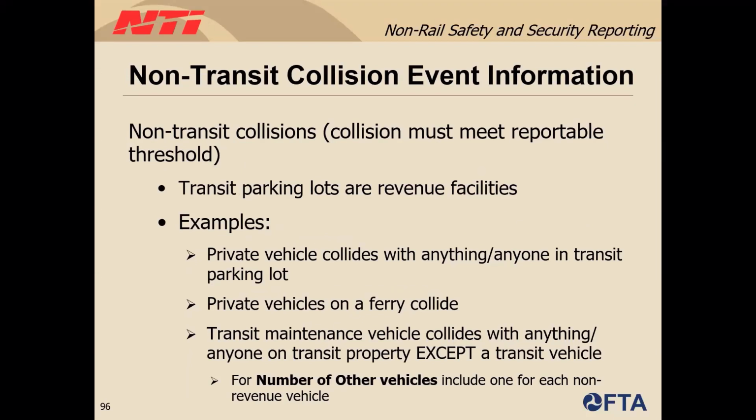NTD also collects non-transit collisions, such as an accident in transit parking lots or with transit property. The event must meet a reportable threshold. Here are a few examples you can read through. For the number of other vehicles selection, enter the total number of non-revenue or private vehicles involved. The non-transit collision form will appear when you select the collision event type on setup screen 1 and select no to the question, were transit revenue vehicles involved in this collision on setup screen 2.